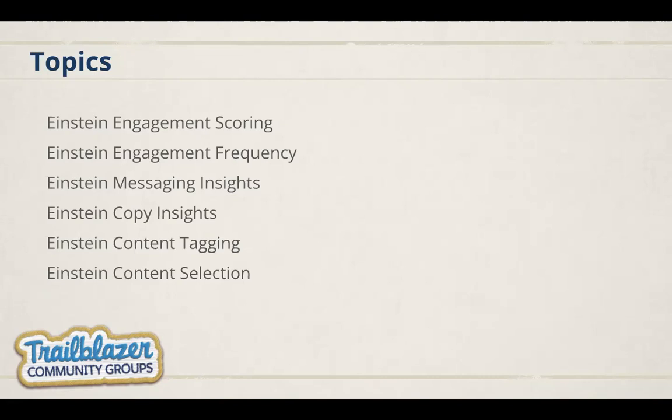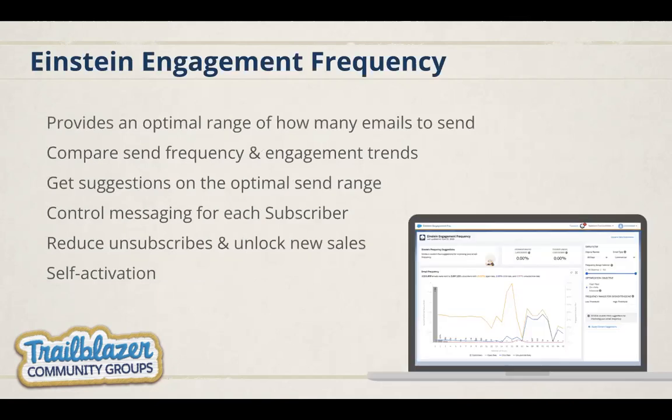Also, there are some Einstein activities in Journey Builder. Specifically, there's Einstein STO, or send time optimization, and a split activity for engagement split and a frequency split. I haven't got time to cover those, and they're not going to come up on the exam. So I just want to focus on these core features that we see in Marketing Cloud. So let's start with Einstein engagement frequency.